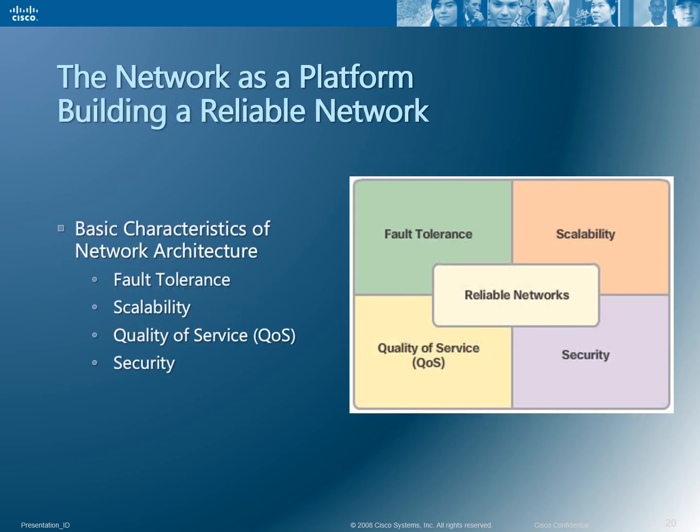So when we're building a network, we have to pay attention to 4 unique basic characteristics. Fault tolerance, which is the ability of a system to bounce back in the event of a failure. Scalability, which means the ability of the network to grow or shrink relative to the business's needs, or the network's needs, excuse me. Quality of service, meaning, can we prioritize traffic?